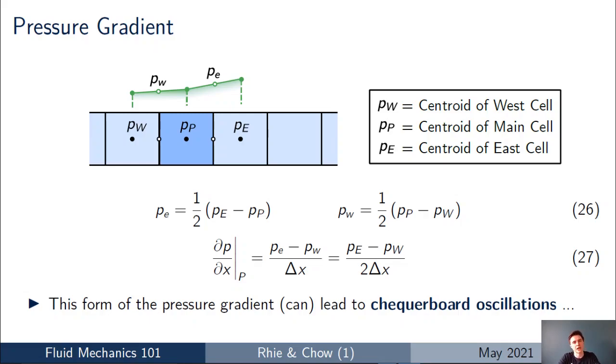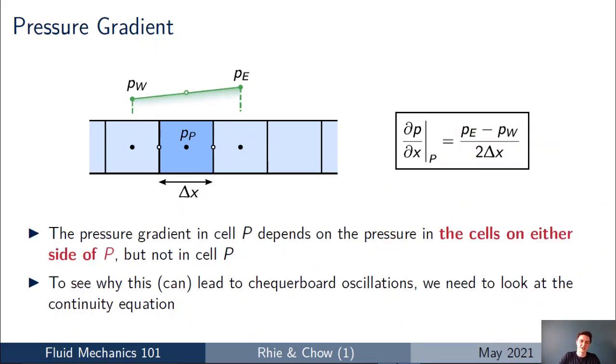And this is quite a subtle point, which we'll see in a minute can lead to checkerboard oscillations. It's this method that we've chosen to discretize the pressure gradient that can lead to checkerboard oscillations if we're not careful. And don't worry, by the end of the talk we will have seen why this is the case, and you'll see where the checkerboard oscillations arise from.